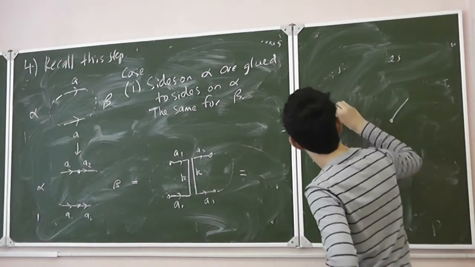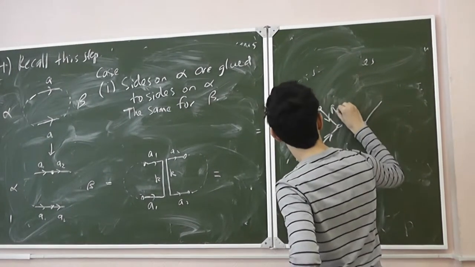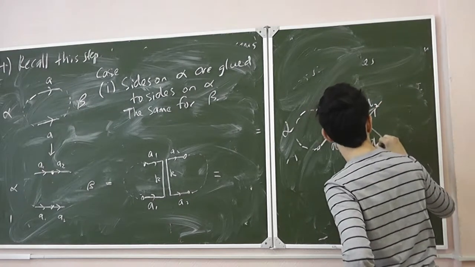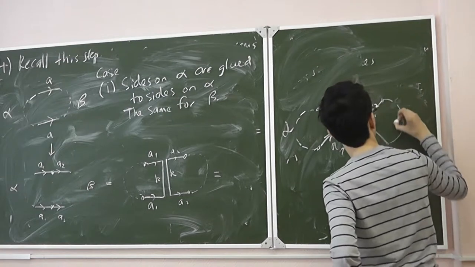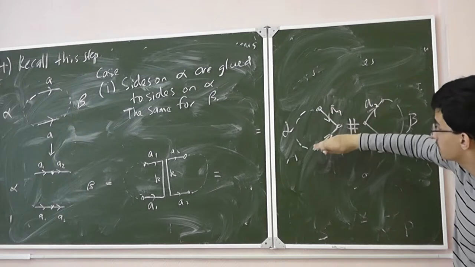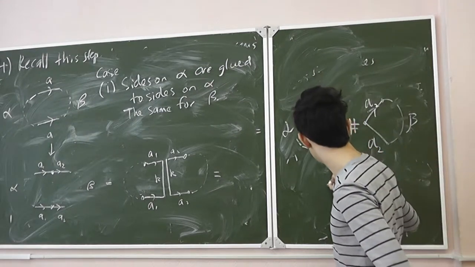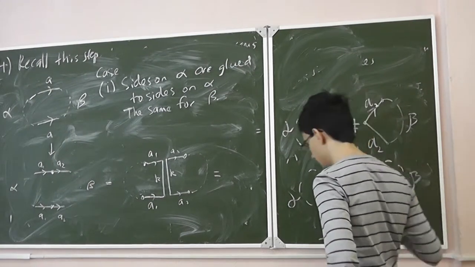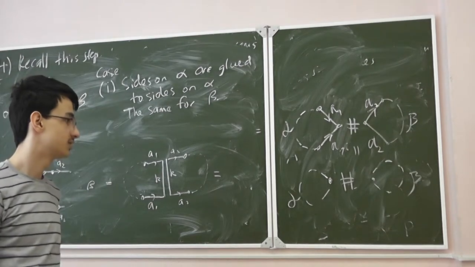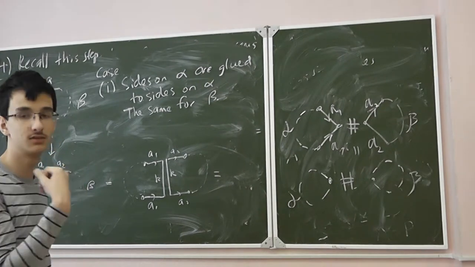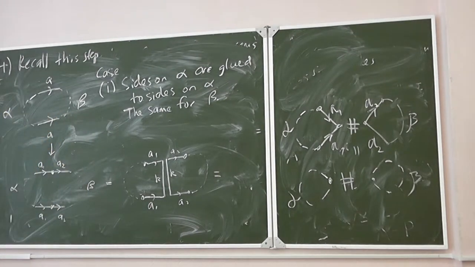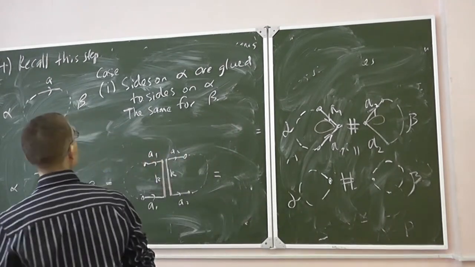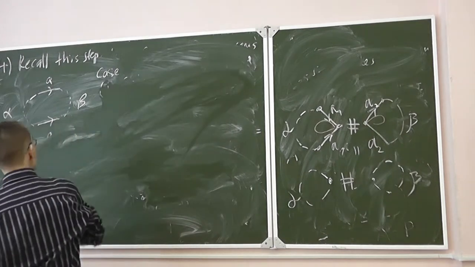Well, this looks ugly. So this alpha, this is A1. A1 connects up with A2. And so fold A1 and A1, fold A2 and A2, and we get that it's the same as a connect sum of alpha and beta. And the number of sides of each piece is less than the number of sides on the original surface. And so now let's look at the next case. So case two.